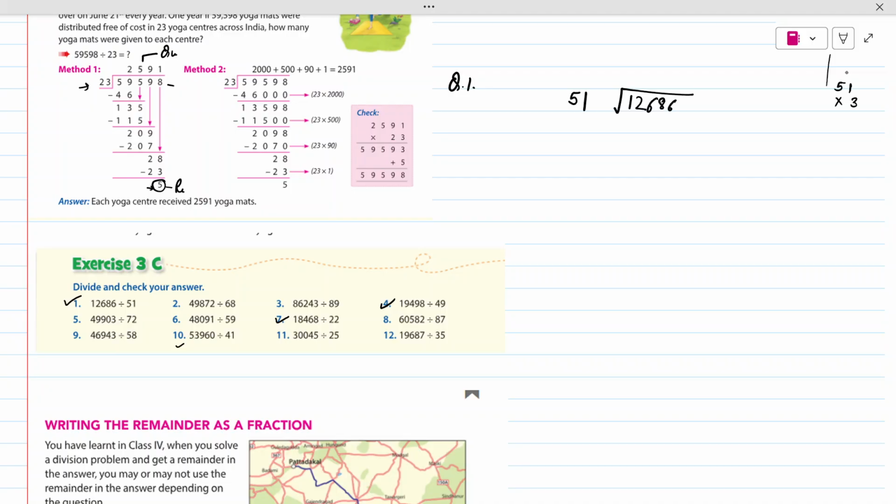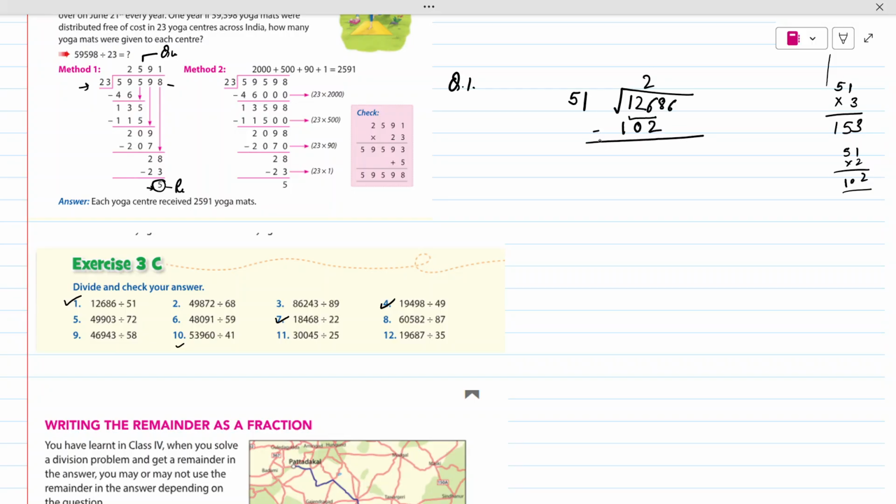See, whenever we start dividing, we know that we have 51 here, so I cannot take 12. I will have to take the first 3 digits. So I have to target 126. When I multiply 51 with 3, it gives me 153, which is more than this. So that means we will take 2. Let us multiply 51 with 2. This is 102, so I am writing 102 just below this.